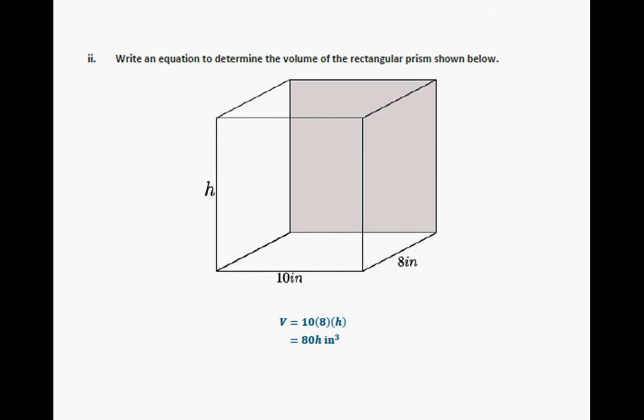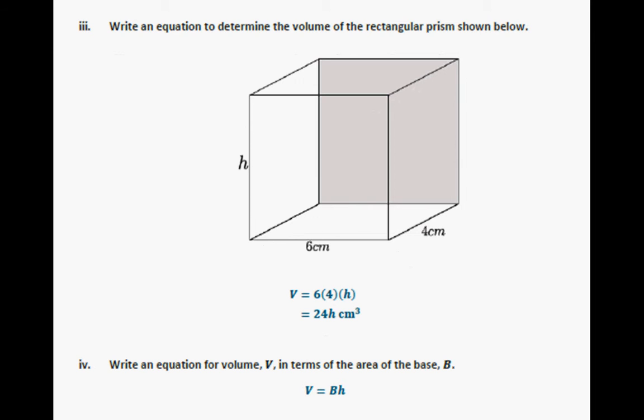Here is part 2. Again, the volume would be 10 times 8, and then whatever the height is, it would be 80 times h inches cubed. For part 3, you would have the volume is the length times width times height. Again, 6 times 4 is 24, and you don't know what the h is, so it'd be 24h centimeters cubed.